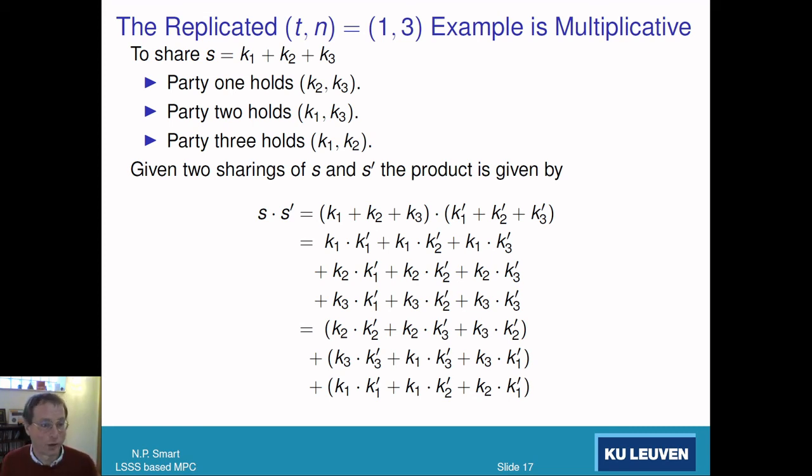Having worked out or explained what a multiplicative secret sharing scheme is, in the next subset of these lecture notes, what we're going to do is explain how we can use the fact that we've got a multiplicative secret sharing scheme to define a protocol which will produce random sharings of a product. And that's how we're going to be able to do multiplication of shares. So that's what we're going to do next time, but for now we've just covered what is a multiplicative secret sharing scheme.